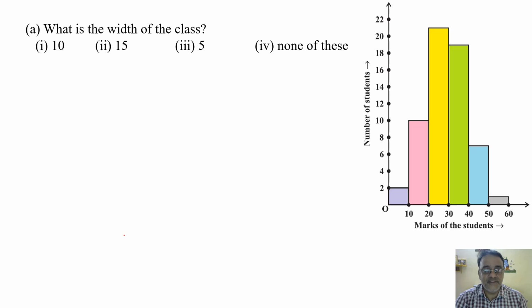So let us start with the first question. What is the width of the class? See, 0 to 10, 10 to 20, 20 to 30. So what is the width? 10, right. And the correct option is the first one.